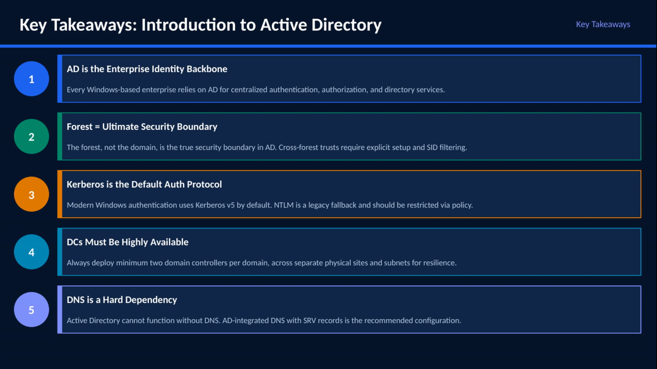Second, the forest is the true security boundary, not the domain. Separate forests for true isolation. Third, Kerberos is the default and preferred authentication protocol. Limit NTLM via group policy. Fourth, always deploy redundant domain controllers, minimum 2 per domain, ideally in different physical locations. Fifth, DNS is not optional. AD depends on DNS for SRV record registration and DC discovery.